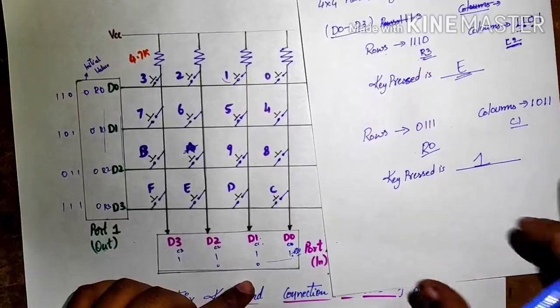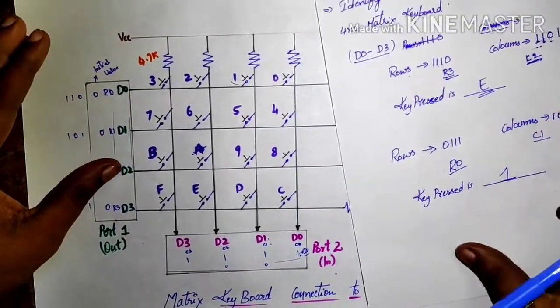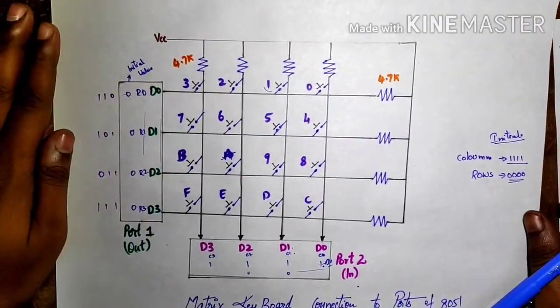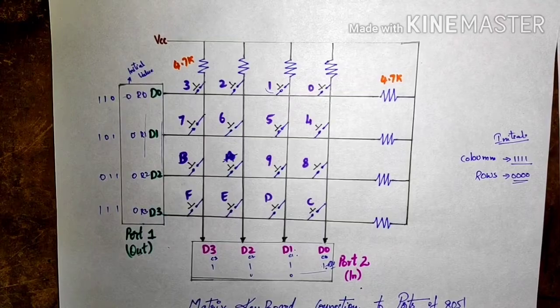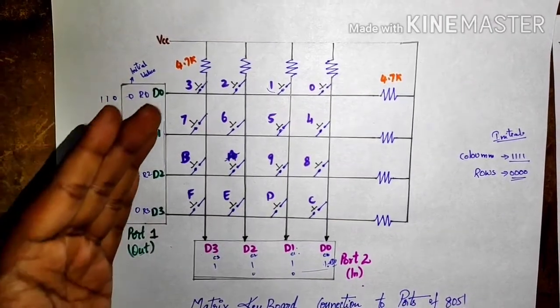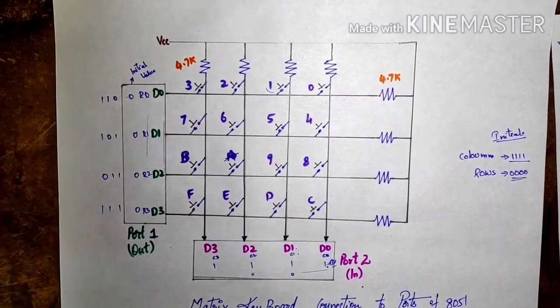So this is how the microcontroller will find the values of keys pressed in a 4x4 matrix keyboard. Okay, in the next video we will see the algorithm, how the microcontroller will do this clearly in the algorithm. Okay, thank you.